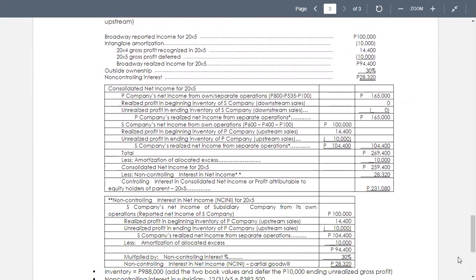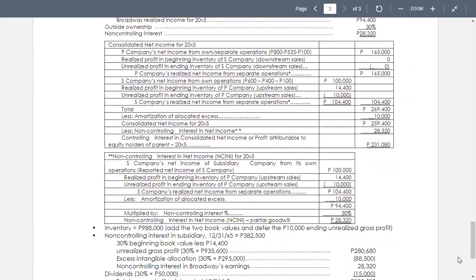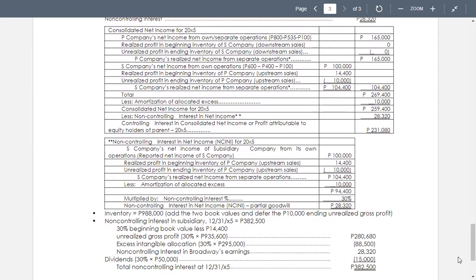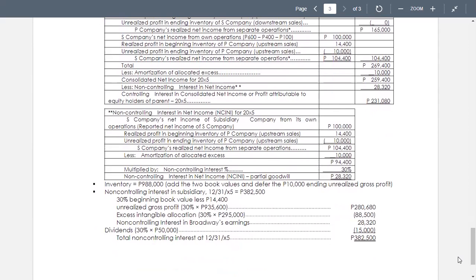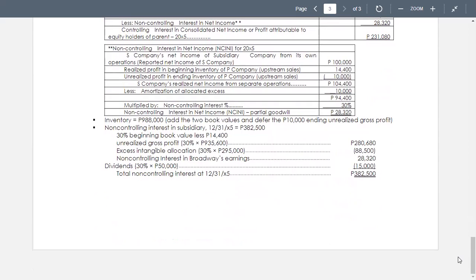The non-controlling interest here is 28,320 as computed above. The inventory again is to be computed at 988,000 because we have 998, we deduct 10,000. And the non-controlling interest in subsidiary is 382,500. Okay, so we have now the solutions to problem 6 and 7.